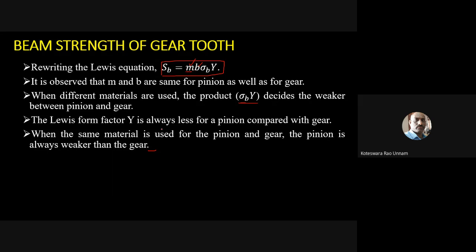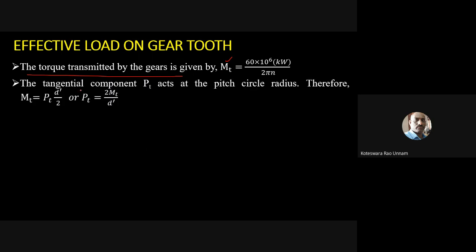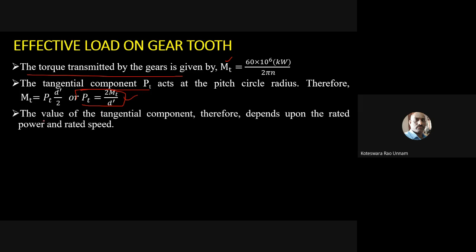For that, our failure criterion is, anyway, this is the torque transmitted by the gear tooth, M_t. This is repetition only. We know that only the tangential component acts at the pitch circle radius. Therefore P_t is given by 2M_t / d', where d' is the pitch circle diameter. The value of the tangential component depends upon the rated power and rated speed. We have already seen this.